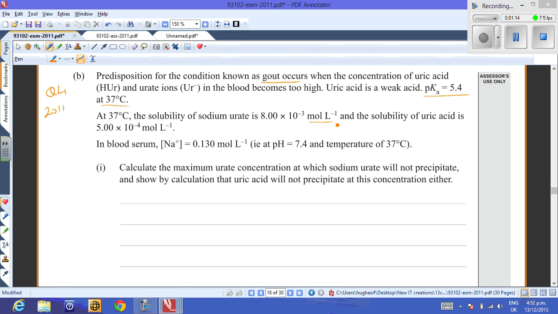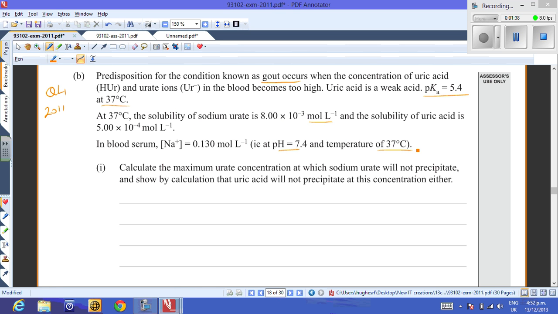In blood serum, the concentration of sodium ions is 0.130 moles per liter. And in blood serum, we're assuming we have a pH of 7.4 and body temperature of 37 degrees Celsius. So part 1 is: calculate the maximum urate concentration at which sodium urate will not precipitate, and show by calculation that uric acid will not precipitate at this concentration either.